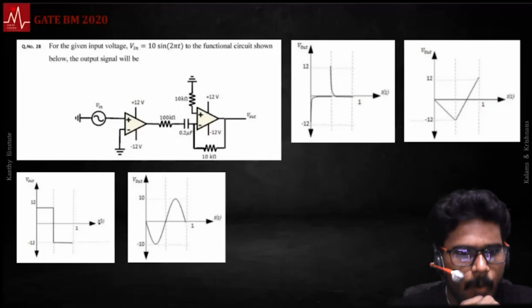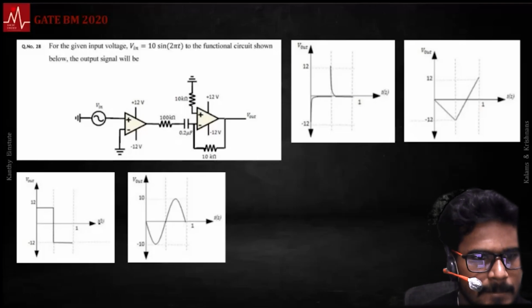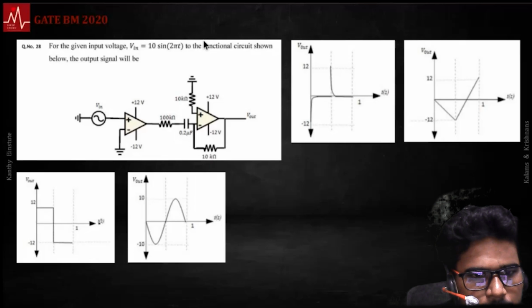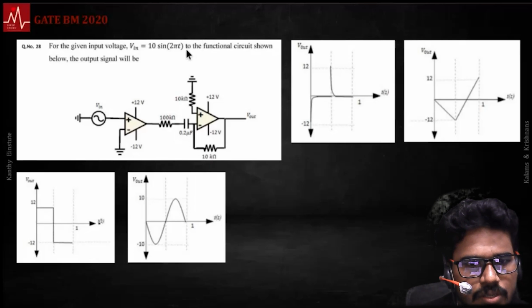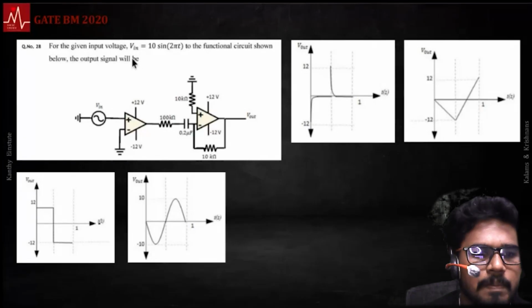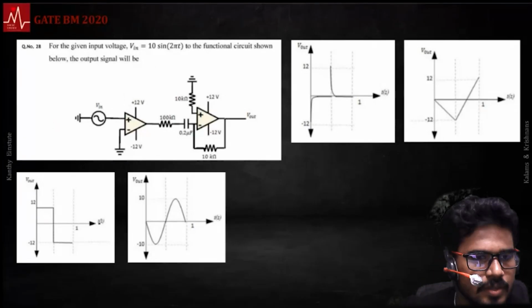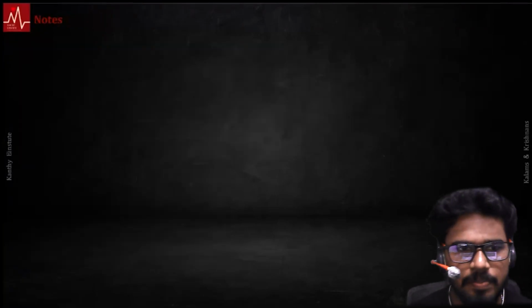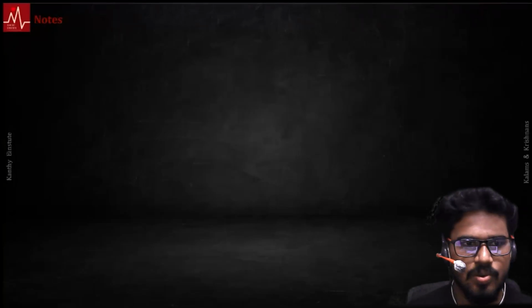We're heading to op amps. For the given input voltage, the functional circuit shown below, the output signal will be here. You know, there are two rules of op amps. Let's make life simple. Let's look at how to analyze an ideal op amp.